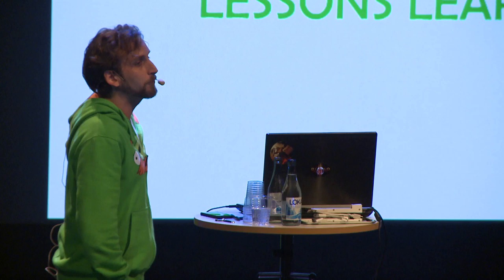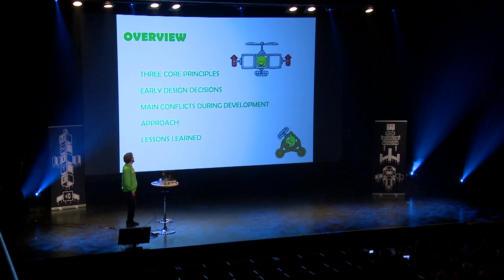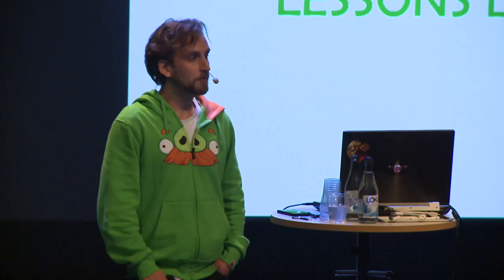So I'll go first through three core principles that we use in our studio when we're making new games or updates. I'll explain how those principles affected the early design decisions of this project in particular, the main conflicts that we got out of those decisions, and the main approach that we used to tackle these conflicts. Finally, I'll go through some lessons learned during the process.